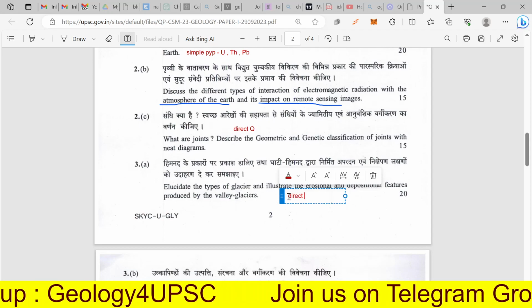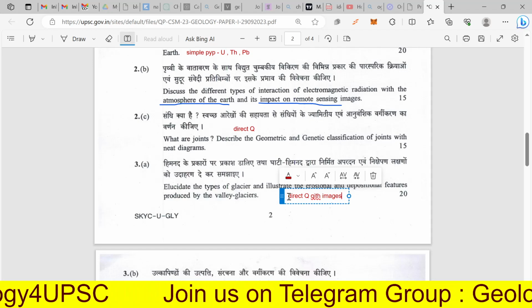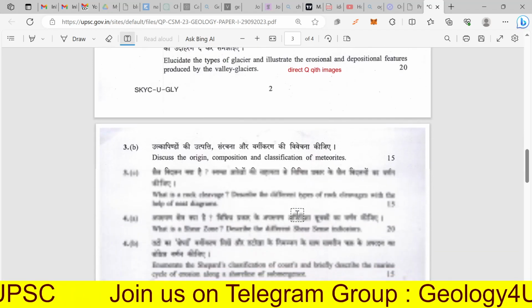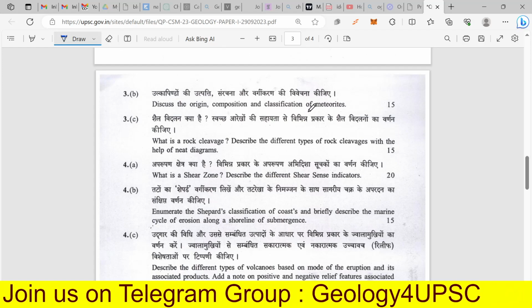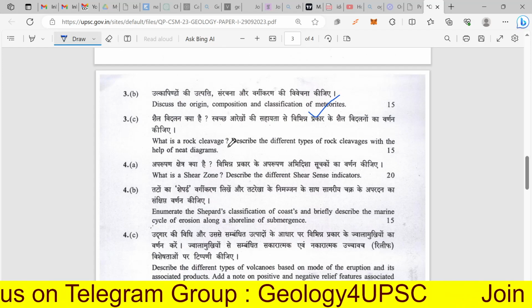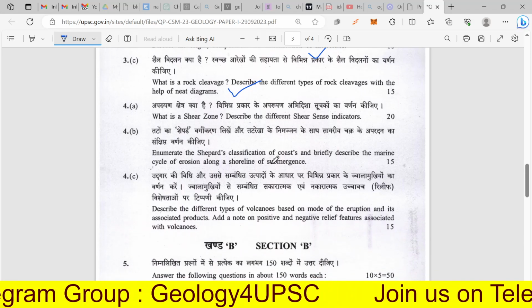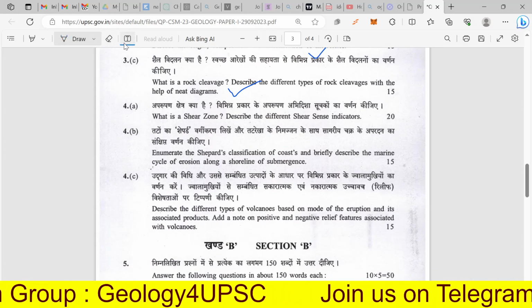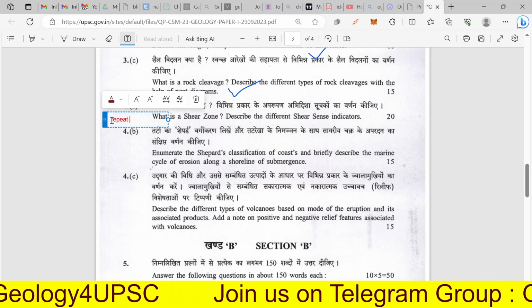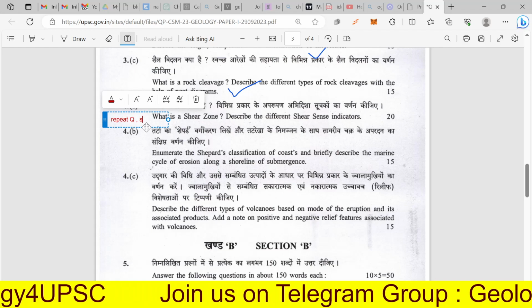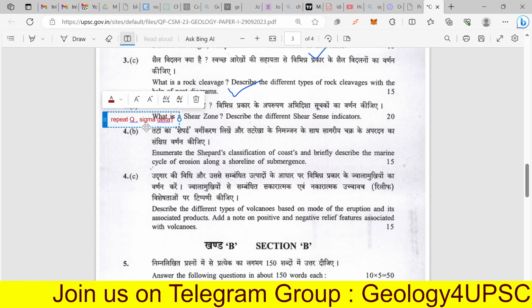Questions of meteor is also in expected lines of PYQ. Rock fracture, rock cleavages. This is also very simple. Different types of rock cleavages. You can write about the schistosity and the granulation cleavage and various other things. Fourth question is about the shear zone. Shear zone has also been asked in the PYQ. And the different sense of shear indicators like delta, gamma, delta and the sigma. You can write about those.